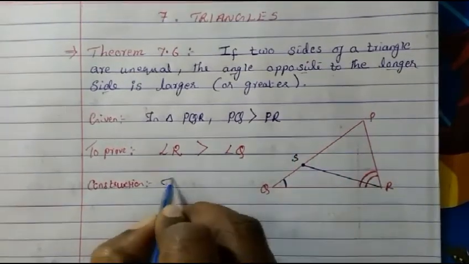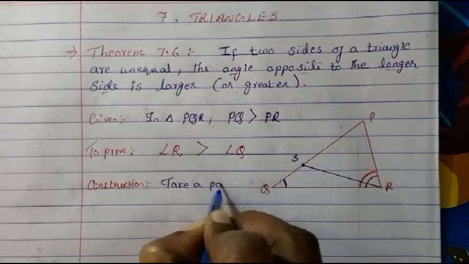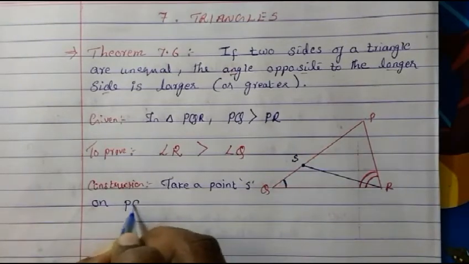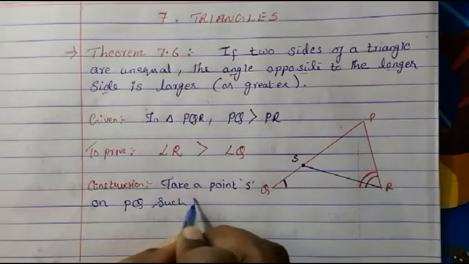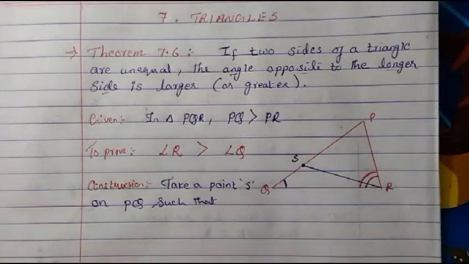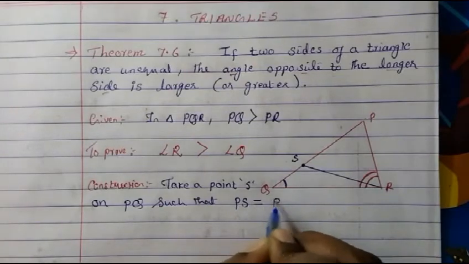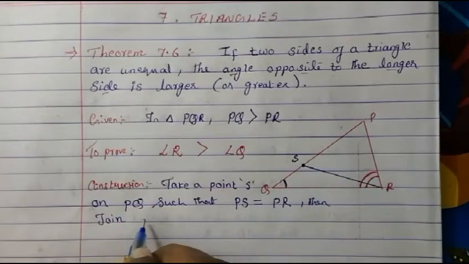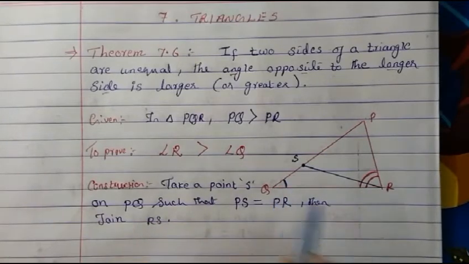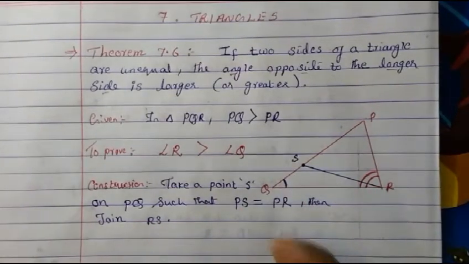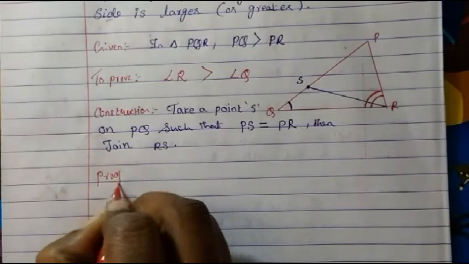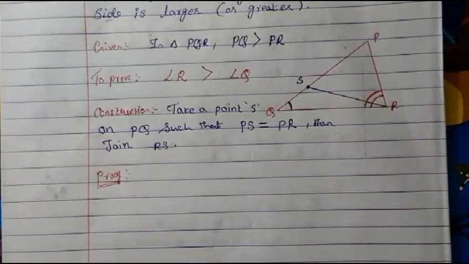Let's write down. Take a point S on PQ such that PS is equal to PR. Then join RS. So what we have done, we have just written down. Now let's begin the proof. It's very easy. If you understand the concept, you can write it on your own.